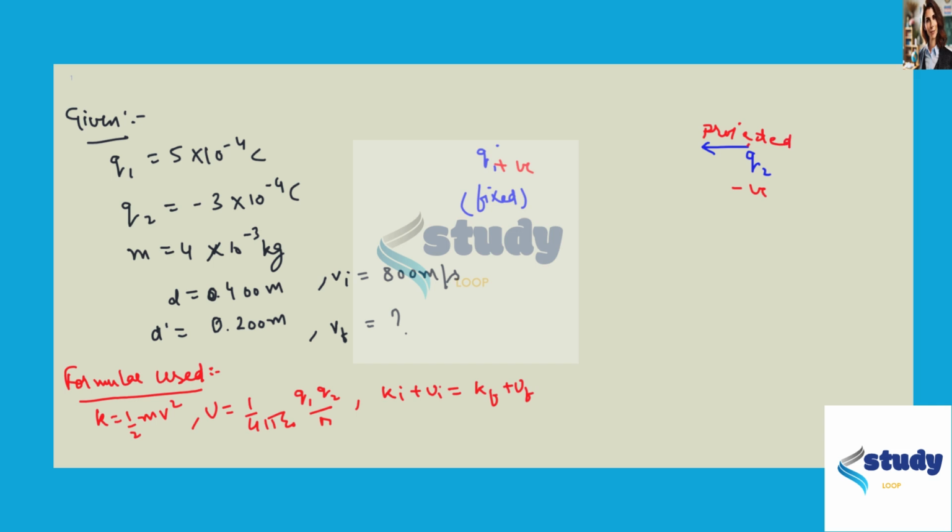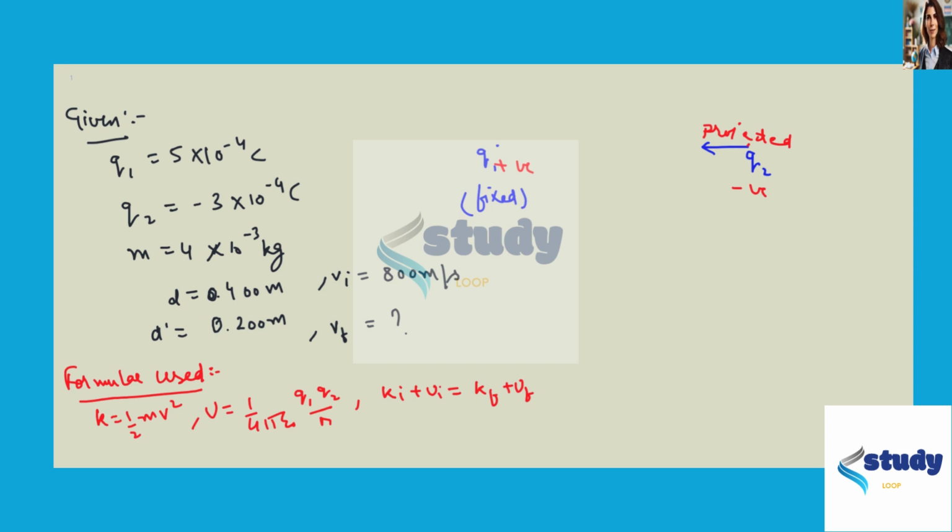The Q2 has mass equal to 4 into 10 to the minus 3 kg, and we are given that when the distance between Q1 and Q2 is 0.4 meter, the velocity is equal to 800 meter per second. So we have the situation as follows. Q1 is fixed, it cannot move. The Q2 is projected with some velocity and it's a negatively charged particle.